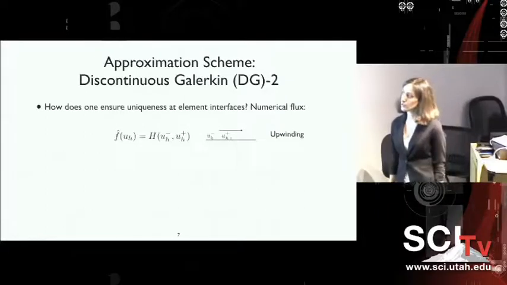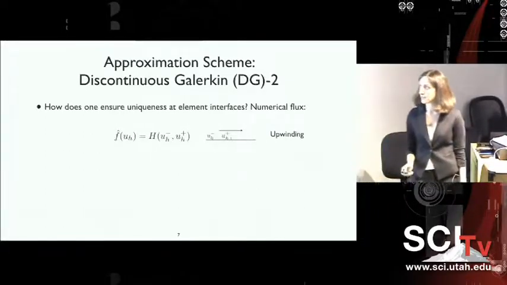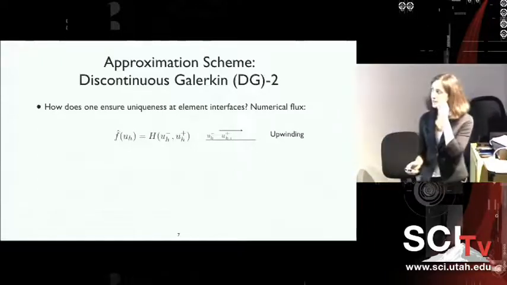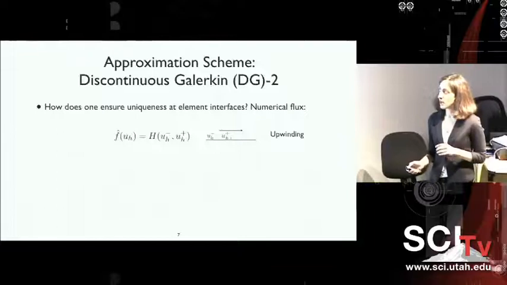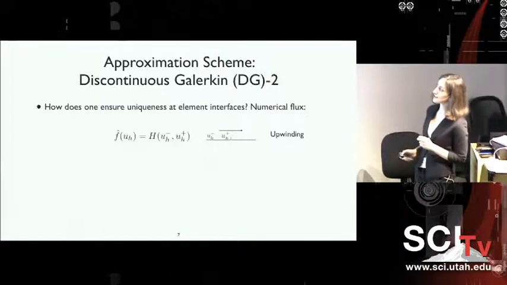Okay, so to finish our discontinuous Galerkin approach, I should mention that most often when we are solving these schemes, we are interested in the value of the solution at the element interfaces. And this is possible through the concept of numerical flux, which is a function of the left and right value at the element interface.